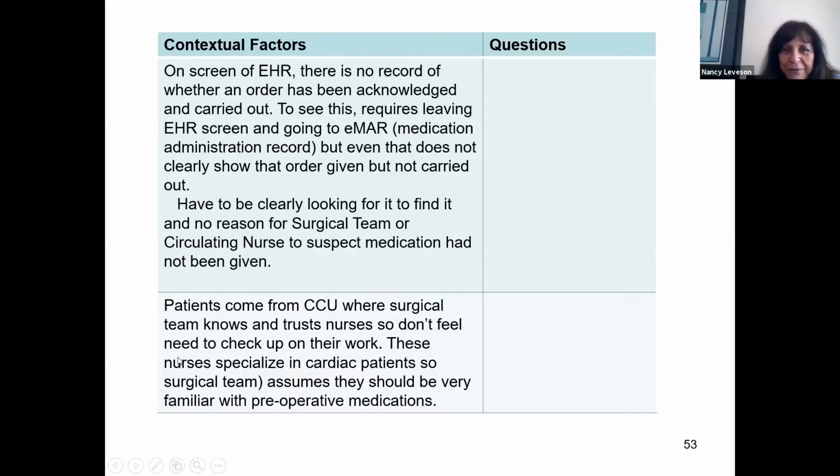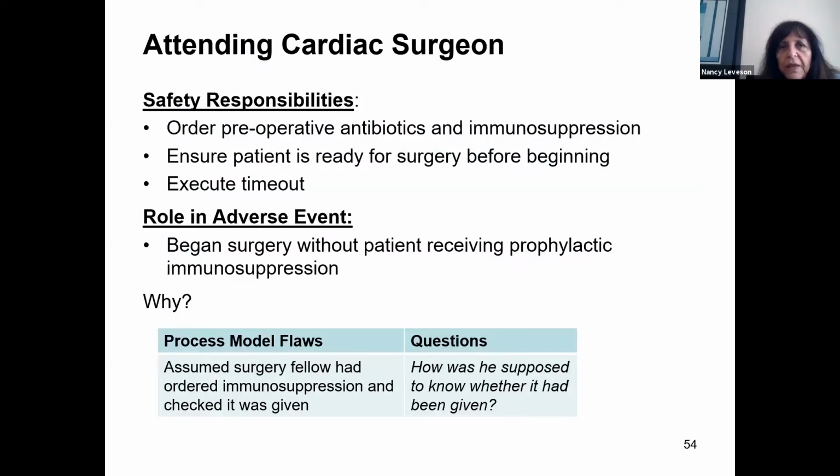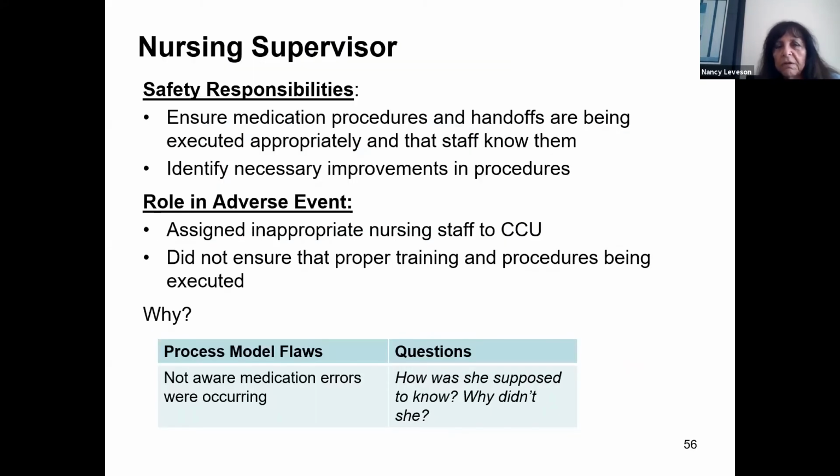Patients come from the cardiac care unit, where surgical teams know and trust the nurses. That's what they do. They do the same job every day. So they don't feel the need to check up on their work. The nurses specialize in cardiac patients. So they assume they should be familiar with the preoperative medication. The same thing with the attending surgeon. I'm not going to go into all of that.